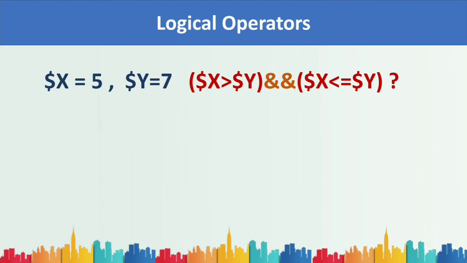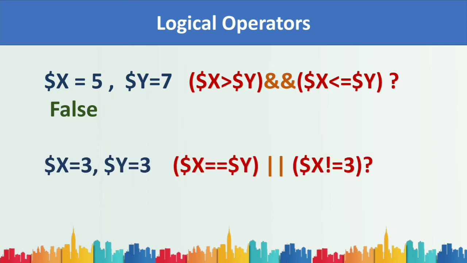Here we have two variables, x and y, with the values 5 and 7. And here we have a first condition and a second condition, combined with the logical AND operator. What is the condition of the AND operator? Both should be true to get the result as true, otherwise it will be false. So let's check. Is x greater than y? Is 5 greater than 7? No, so this turns false. You need not check the other one. One of the conditions is false, so what will be the final result? False.